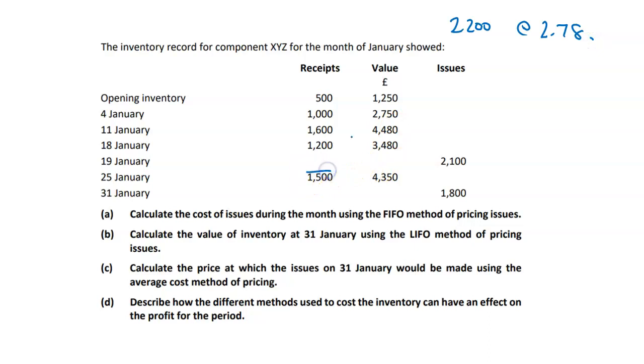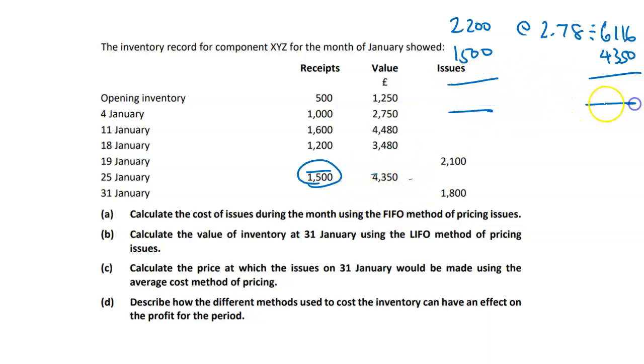Then I go in and I buy some more stock, 1,500. So let me just value this first. The stock I have left, 2,200 times £2.78, is worth 6,116. I then bring in some more stock, 1,500 valued at 4,350. It doesn't really matter what I put it in for. I just need to get the totals again so I can find that average value.